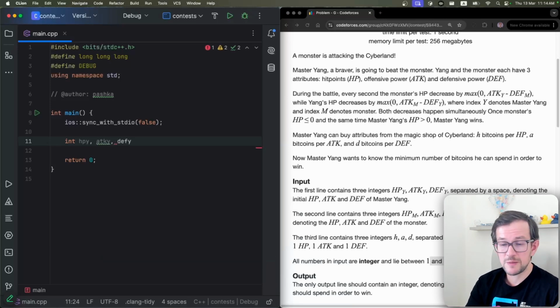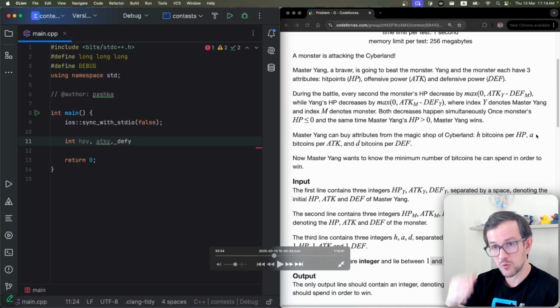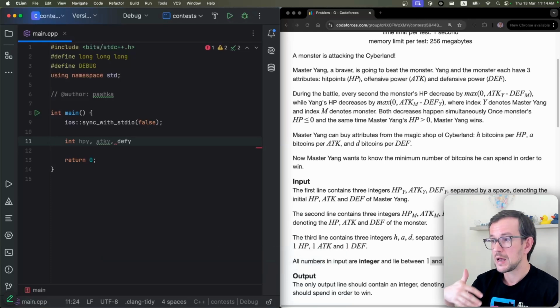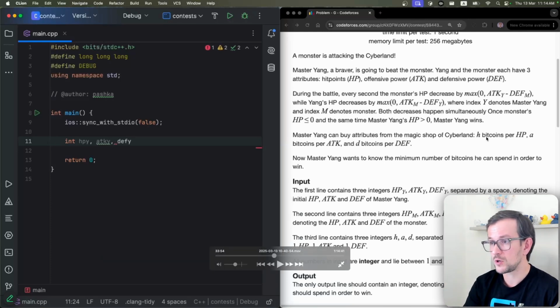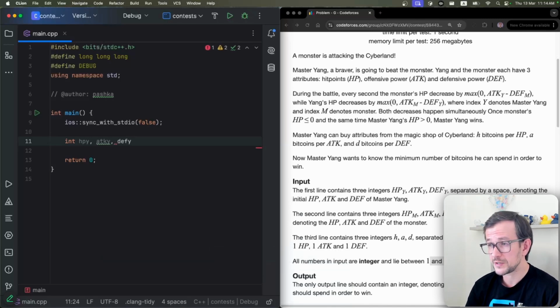Okay, so we limit the maximal number of attack points I can buy and the number of defense points I can buy, and now the only issue is HP. So how many HP points do you need? Well, it may actually need a lot of HP points, so it's hard to brute force them, but you can actually calculate how many HP points you need.